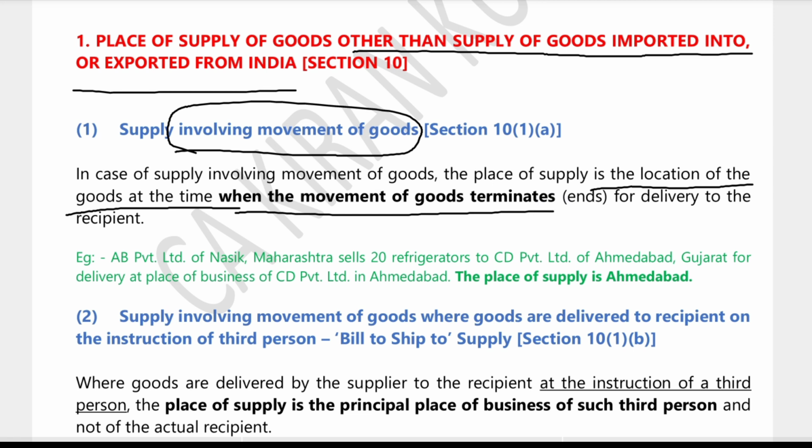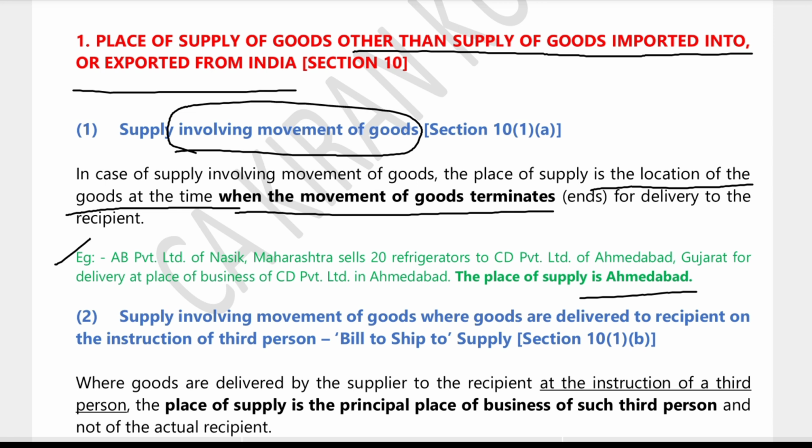Suppose you can see the example. AB Limited of Nasik, Maharashtra sells 20 refrigerators to CD Limited of Ahmedabad, Gujarat, for delivery at the place of business of CD Private Limited in Ahmedabad. Then the place of supply is Ahmedabad, because the movement of the goods terminates in Ahmedabad. So here we have taken Ahmedabad as the place of supply.